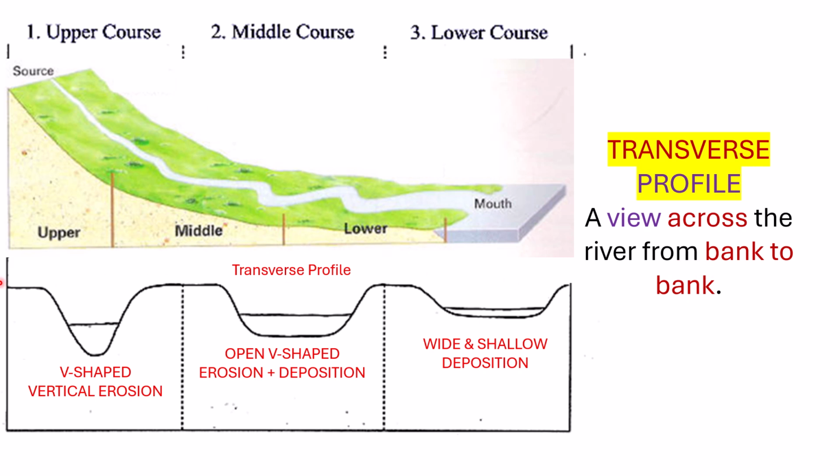So remember that the transverse profile is a view across the river from one bank to the other. In the upper course, the profile is V-shaped as a result of vertical erosion. In the middle course, it is an open V-shape as a result of a combination of erosion and deposition. And in the lower course, it can be described as wide and flat and shallow, mainly shallow because of deposition being the dominant fluvial process in the lower course of the river.